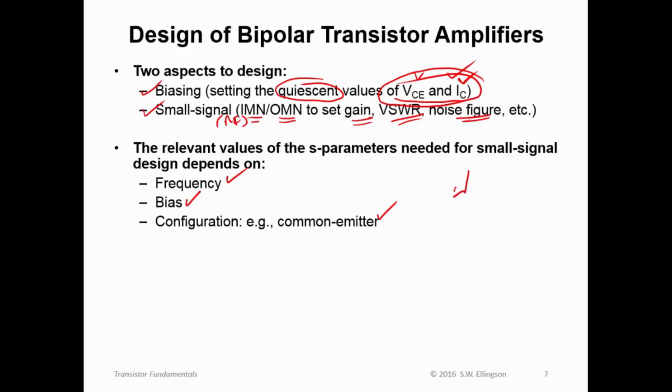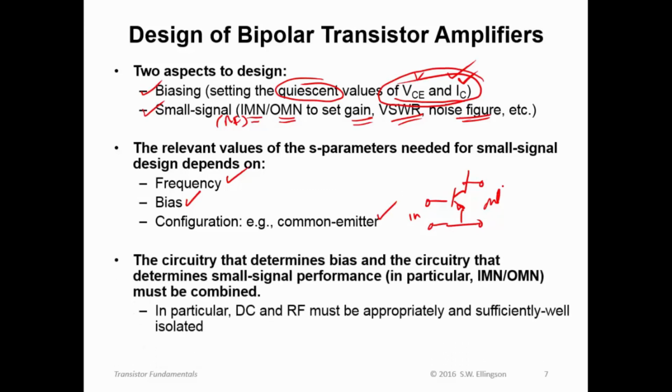And the reason for that is, well, here's the common emitter configuration. That would be the input. That would be the output. So it depends on how the transistor is oriented. If you change the orientation of the transistor, in other words, use another terminal for input and output, then the S parameters also change.